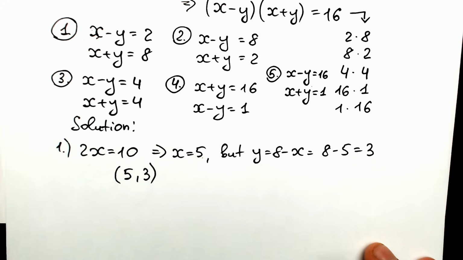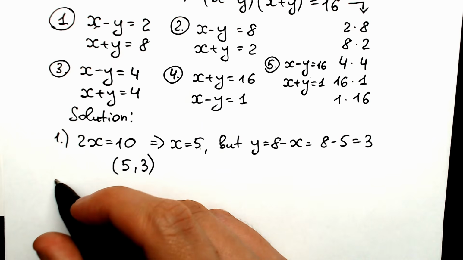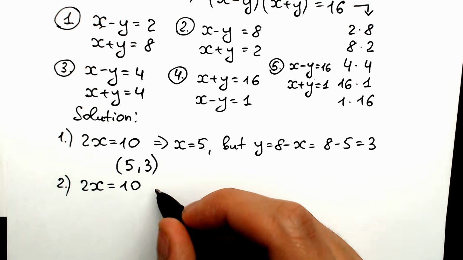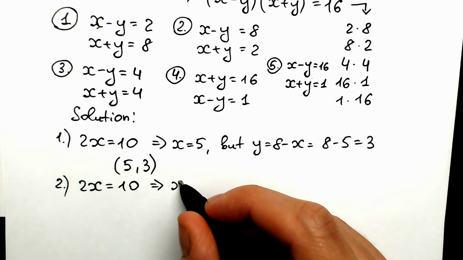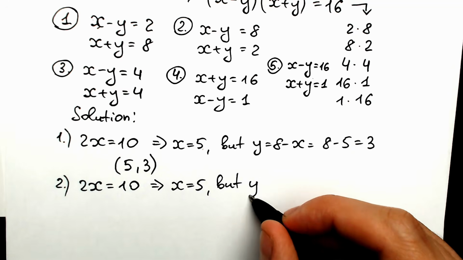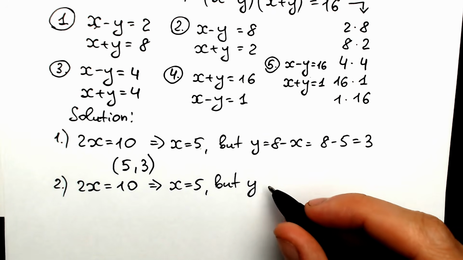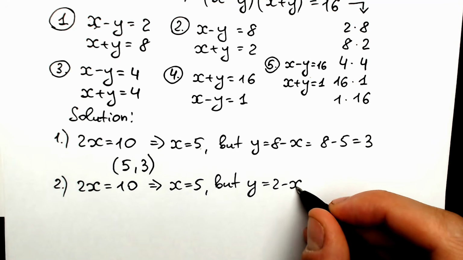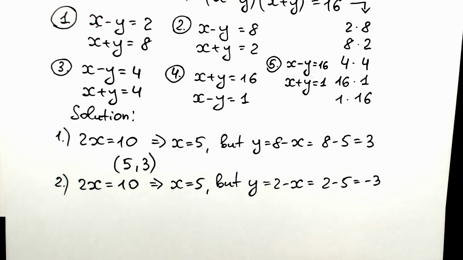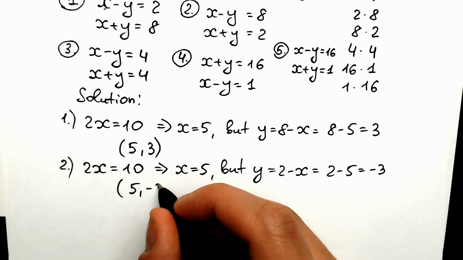Let's go to the second system. Let's add it. We have the same beginning: 2x equals 10, and from here x is equal to 5. But y equals 2 minus x, so we have 2 minus 5, equal to minus 3. And we have our second pair: 5 and minus 3.